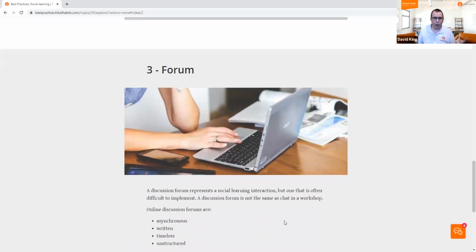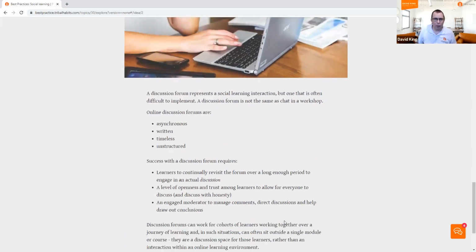Let's have a look at a third option, and that's a forum. A discussion forum is a form of social interaction. It's where you can have a chat room where people can be chatting with each other about the training. It's tricky though, and our analysis here is very mixed when it comes to forums. A lot of people think a discussion in the forum is the same as chat in a workshop, but it's actually not. Online discussion forums are asynchronous.